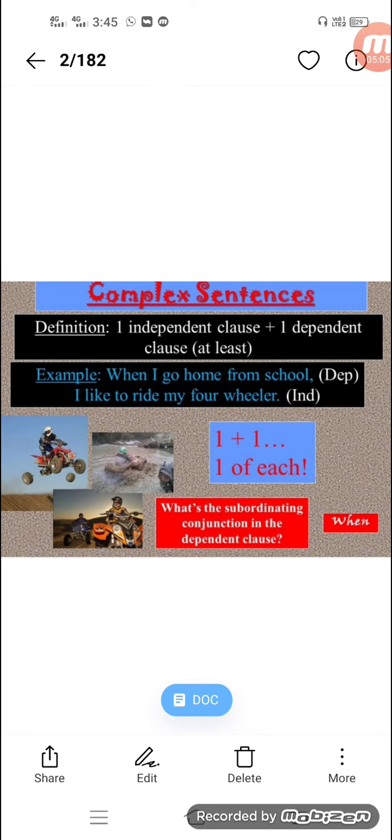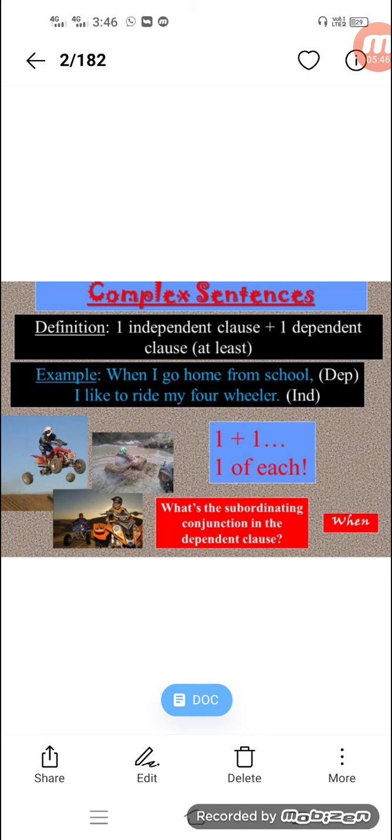For example, when I go home from school, I like to ride my four-wheeler. Okay, here, when I go home from school is a dependent sentence. I like to ride my four-wheeler is an independent sentence. These two sentences can be put together by the subordinating conjunction when, right? Okay, this is about complex sentences.